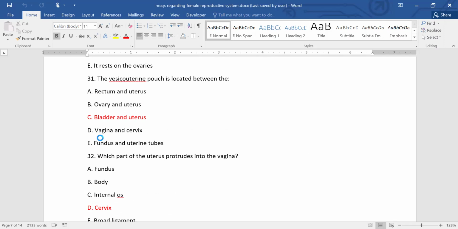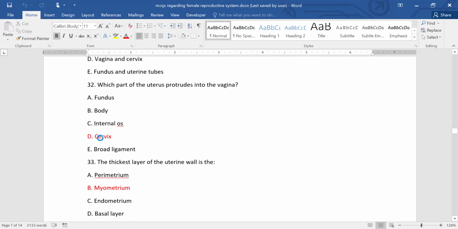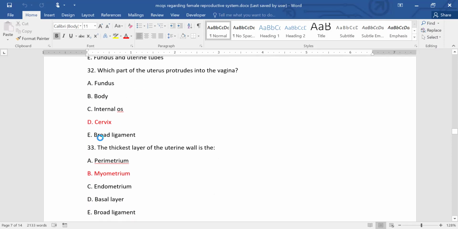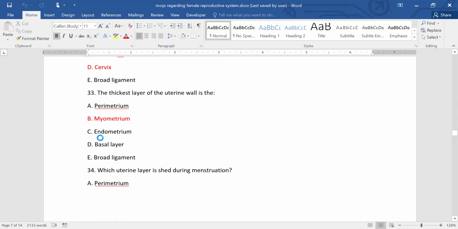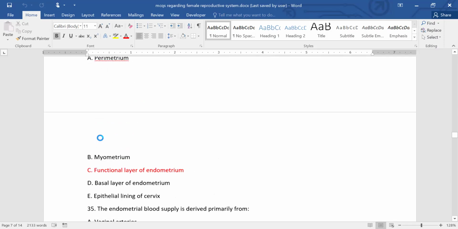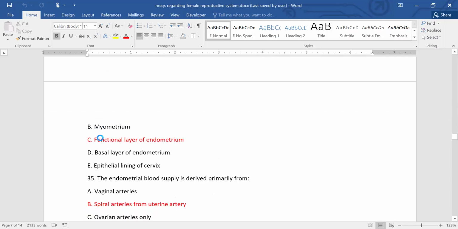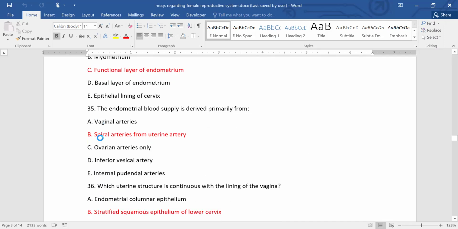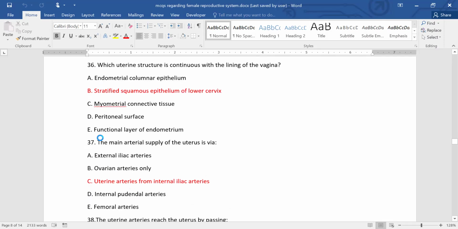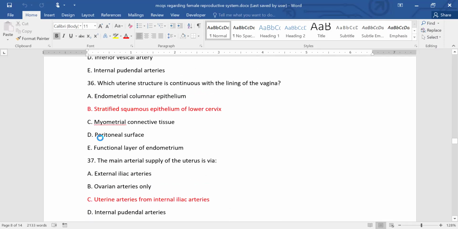Which part of the uterus protrudes into the vagina? Cervix. The thickest layer of the uterine wall is the myometrium. Which uterine layer is shed during menstruation? So it is the functional layer of the endometrium. Endometrial blood supply is derived primarily from spiral arteries from the uterine artery. Which uterine structure is continuous with the lining of the vagina? Stratified squamous, the stratified squamous epithelium of the lower cervix.